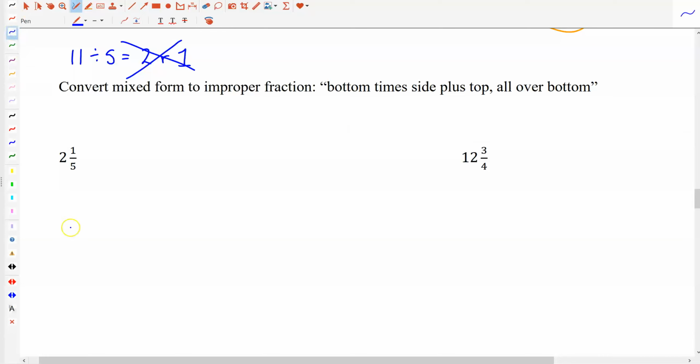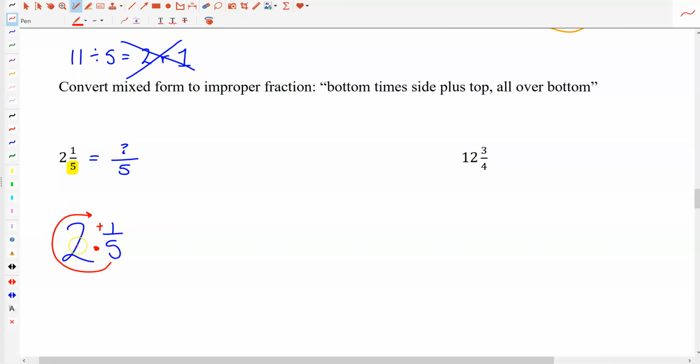So for 2 1/5, I'm going to write this a little bit bigger so you can see what I'm going to do. To figure out the new numerator in this mixed form, because the denominator again is not going to change. Whatever this original denominator here is going to be the denominator here. So I just need to figure out what the new numerator is. And to figure out the new numerator, you're going to do the bottom number, which is the 5, times the big number, which is on the side, plus the top. So bottom times side plus top.